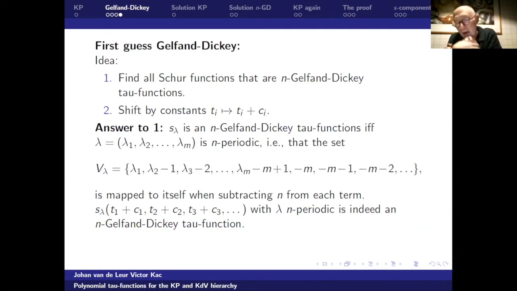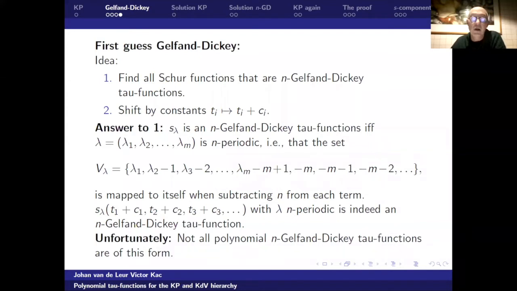So this solves it partly. This was enough in the case n equal to 2. For n equal to 2, we had this lambda, which was k minus 1, k minus 2, k minus 3 until 2, 1. So it's a staircase partition. In that case, if you did this substitution, replacing T1 by T1 plus C1, T2 by T2 plus C2, you got all the possible polynomial tau functions for all these lambdas that are possible. In this case, unfortunately, this is not the case. So you get some class of polynomial tau functions, Gelfand-Dickey tau functions, but you do not get them all. And that's a bit unfortunate, but how can you solve this? Well, let me first give the solution in the KP case.